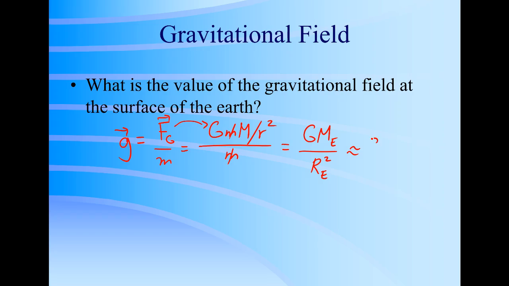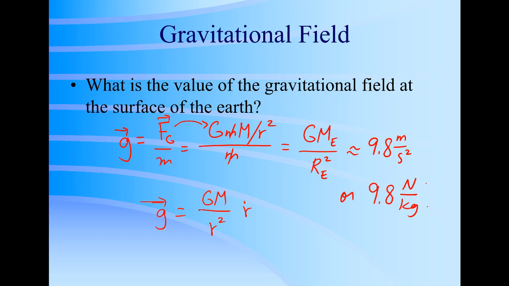And if you plug in the numbers for this, you get about 9.8 meters per second squared, or you also get 9.8 newtons per kilogram. Now this is important because this shows us that we have force over mass. Every kilogram of mass experiences 9.8 newtons of force. And so what we can say here is that the gravitational field is equal to GM over r squared r hat.